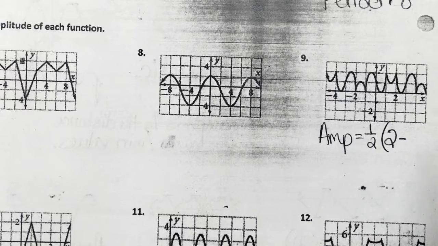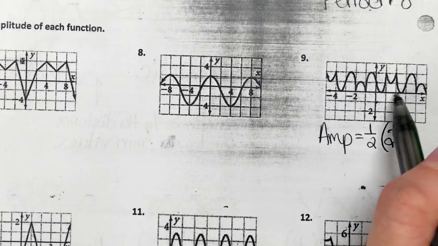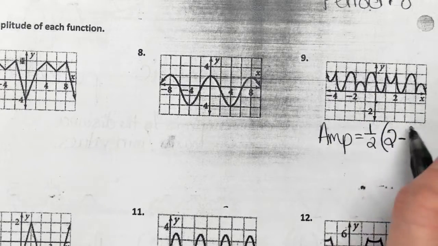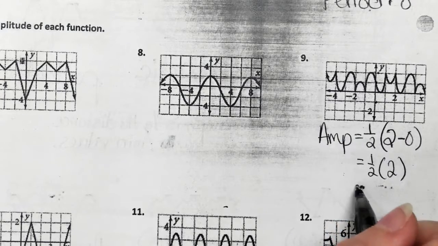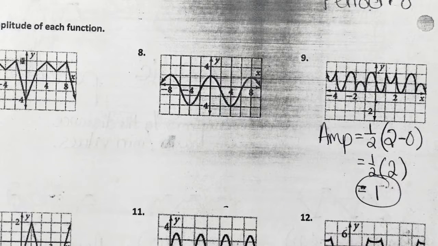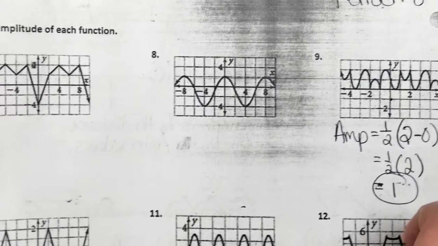And then we're going to subtract. The lowest peak on all of these is 0. Subtract those and you get 2. Take half of that and you get 1. And that's it. That okay? All right, see if you can do 7 through 12 then. Try those 7 through 12 on those.